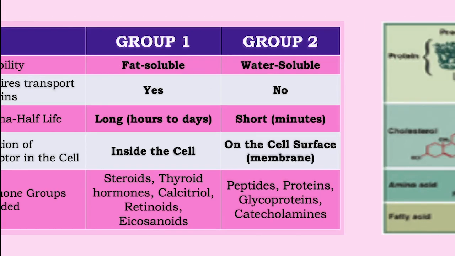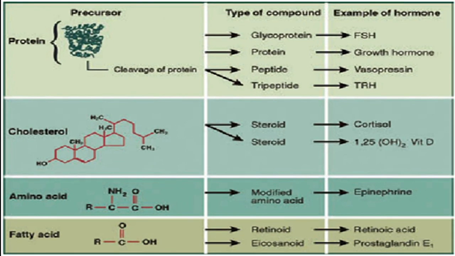Okay? This actually just shows us kung alin-alin yung mga hormones that come from proteins, from cholesterol, amino acids, and fatty acids. Of course, we can assume that those hormones that come from cholesterol, like this cortisol, which is an adrenocorticotropic hormone, and this vitamin D, are fat-soluble. Okay? Not included here, of course, would be the sex hormones. Pero I'm sure na naalala nyo siya. Okay? So they are derived from cholesterol.